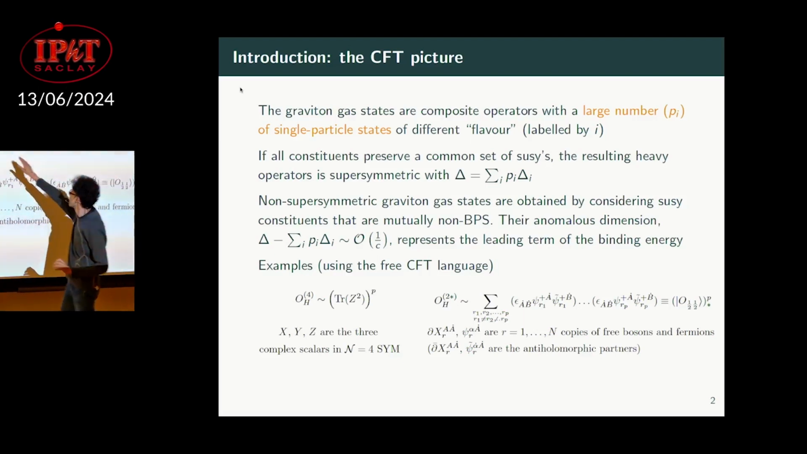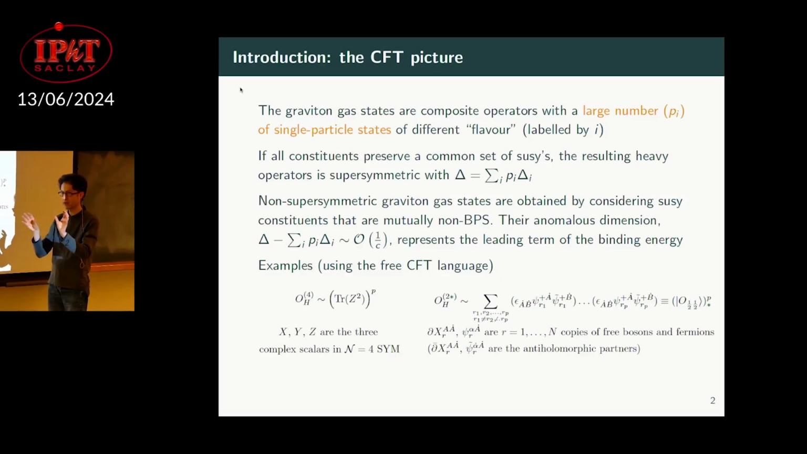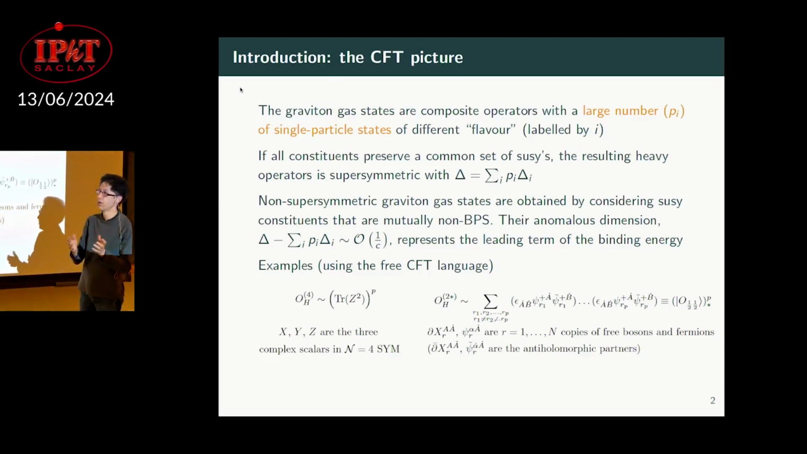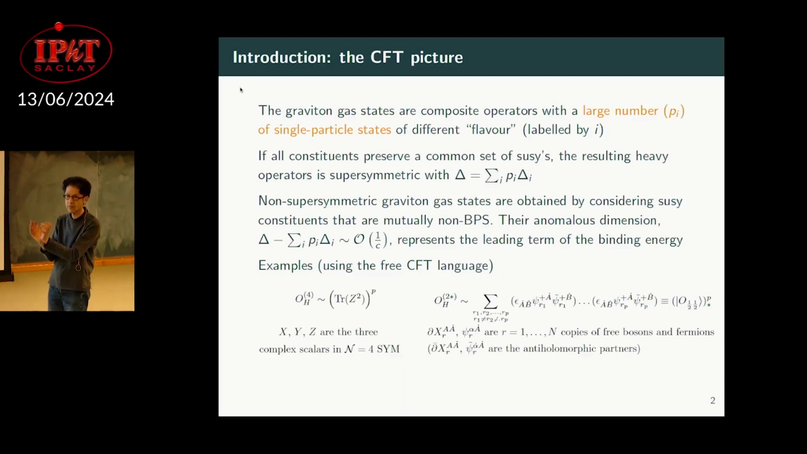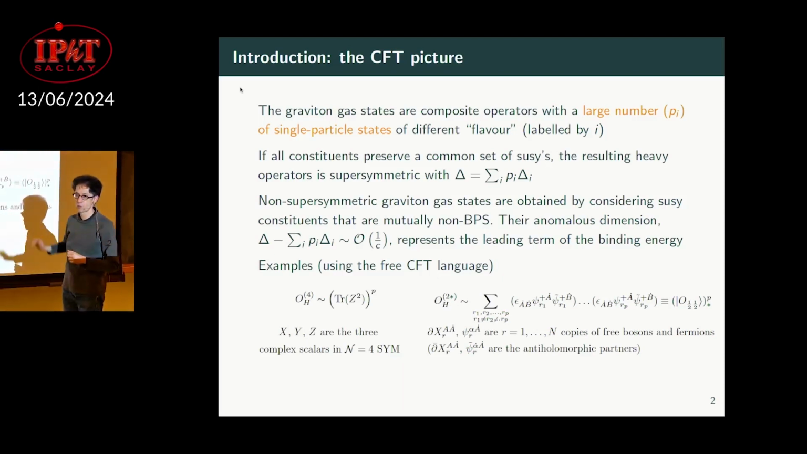Now, maybe let me take the occasion of this question just to clarify this point, it's written there. The constituents themselves are supersymmetric, but it is not necessary that globally the heavy state you are producing is supersymmetric. With Nick and Anthony we considered cases where these graviton gas states are non-supersymmetric, but they are just made out of mutually non-BPS constituents, which themselves separately are BPS. They are interesting, of course, for black hole construction, but it's not something I'm covering in this talk.